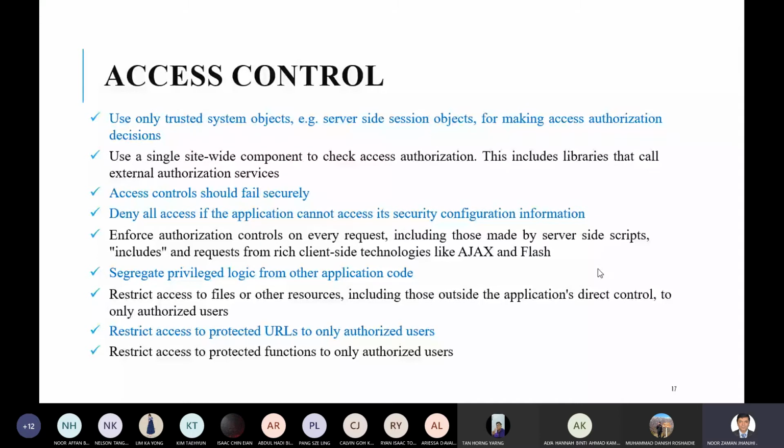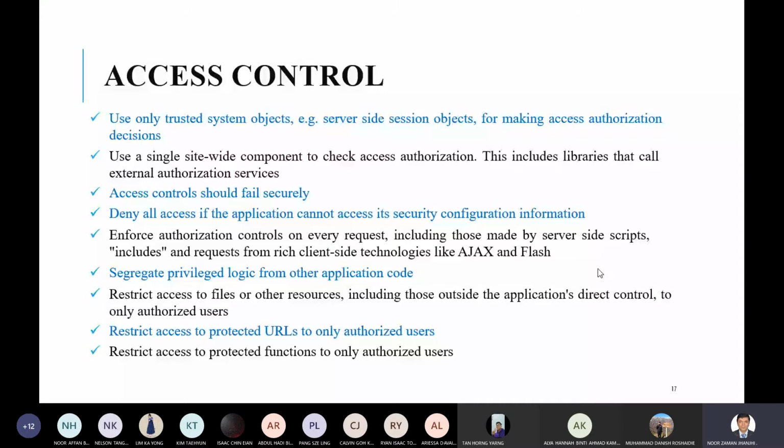And we need to have authorization decisions as well. So I hope that you understand what access control is, what authentication is, and what authorization is. Authorization always comes after authentication. Once a user authenticates him or herself, then only the system will decide what else they are authorized to go for.